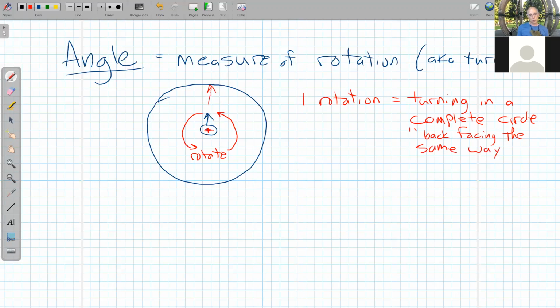And I could go one full rotation. I could also go half a rotation. So if I started facing this way, and then I spun so that I ended up facing that way, the opposite direction, I could just say that the angle is 1/2 of a rotation there.